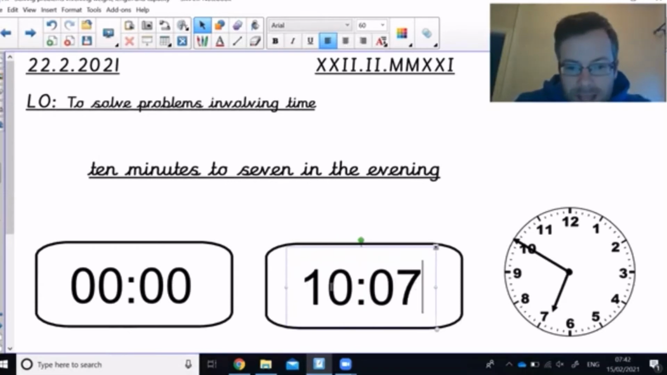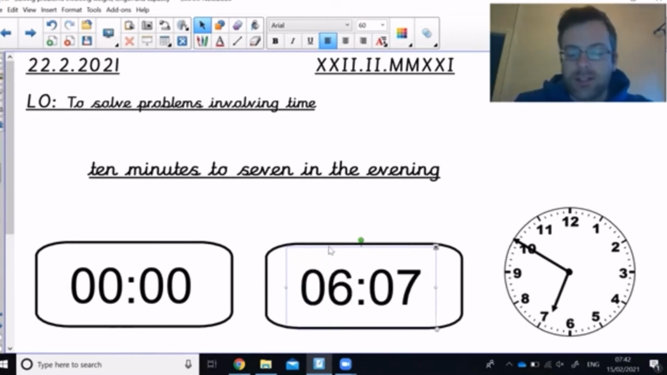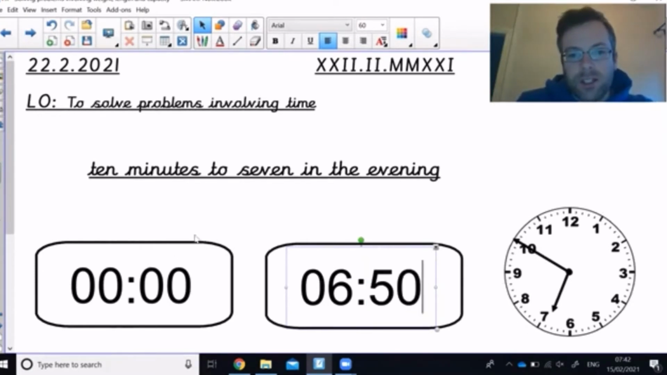Now this is always the hour past. So if it's going towards 7, that means it's gone past 6. Then we need to work out how many minutes past. Well, if there's 60 minutes in an hour, and I've still got 10 more to go until I get to the full hour, it's 60 take away 10. Or I could count on this way, 5, 10, 15, 20, 25, 30, 35, 40, 45, 50. So it's 6:50, and because it's in the evening, it is PM.